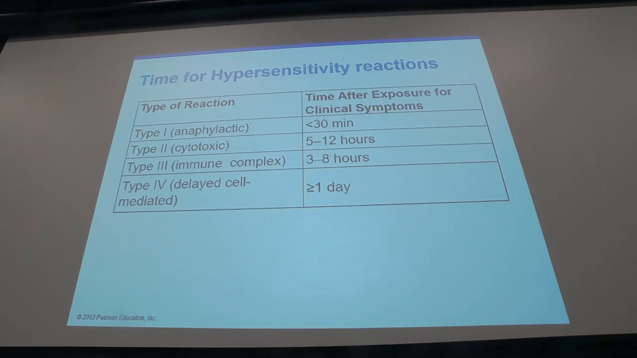Here is the time that it takes for each of them to develop. So type 1 or anaphylactic can develop in less than 30 minutes. Type 2, between 5 to 12 hours. Type 3, between 3 to 8 hours. And type 4, greater than 24 hours. That's why it's called delayed.